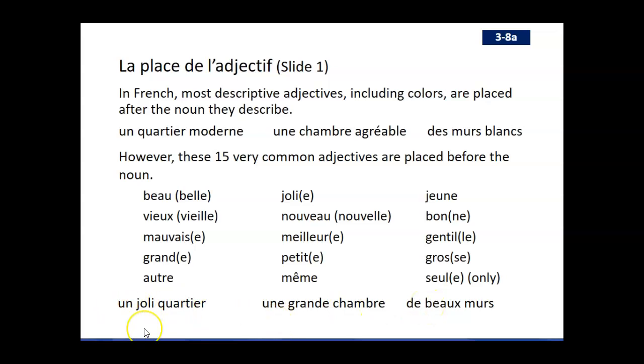So notice the forms of the adjectives I'm using before each word. Joli quartier, this is describing a masculine noun quartier, so I don't need the E on the end of joli. A grande chambre, chambre is a feminine noun, so I'm using the feminine form, not grand, but grande. And finally, mur is plural. There's more than one. So rather than using a singular form, I'm using a plural form of beau, the masculine form of beau, and that happens to be irregular. I'm adding x to the end to make it plural. Okay, so a pretty consistent rule of word order, but of course we do have these exceptions.